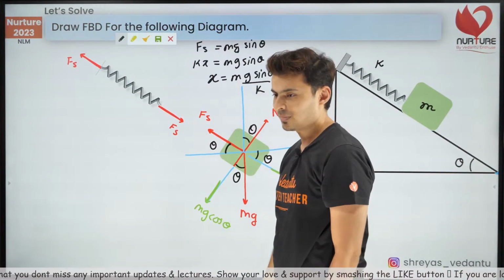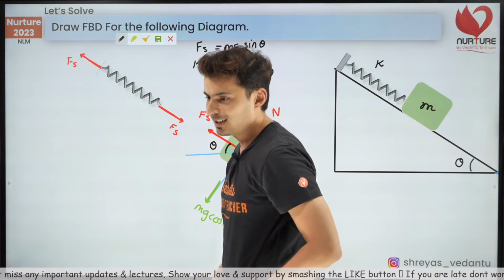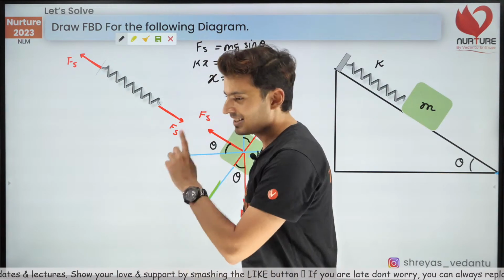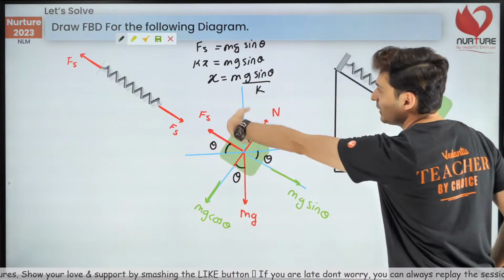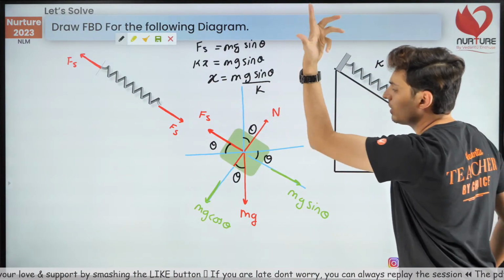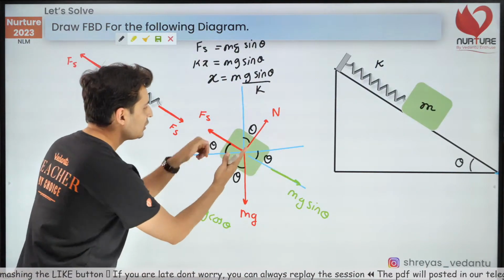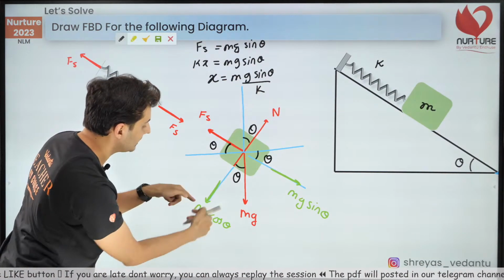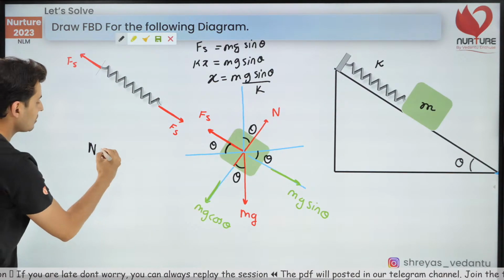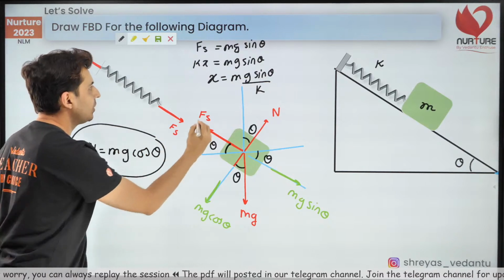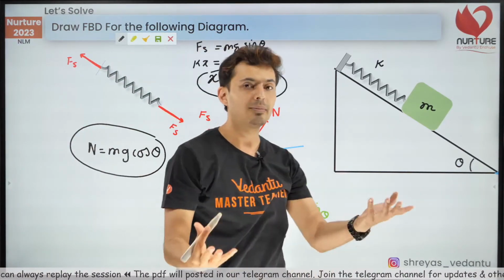Very interesting. Very good, Roshni. You remember the trick. Cos pass, sine away. Very good. Excellent. Now, you have found out extension. If somebody asks you, find normal, I'll be like, okay, big deal. Now I know normal is exactly opposite to mg cos, so they should balance. So normal will be equal to mg cos theta. So I have got both the things in case they were asked.